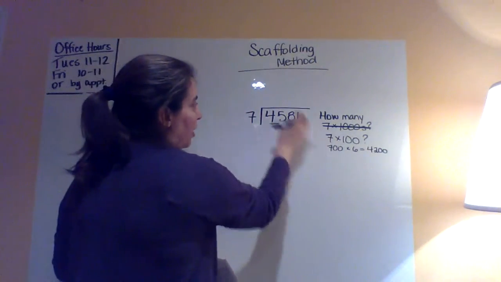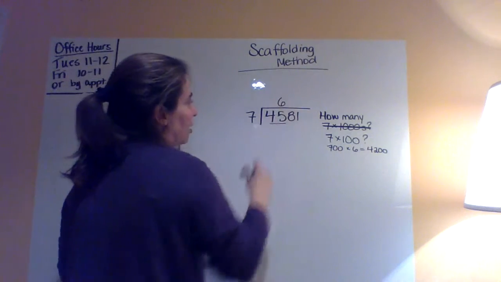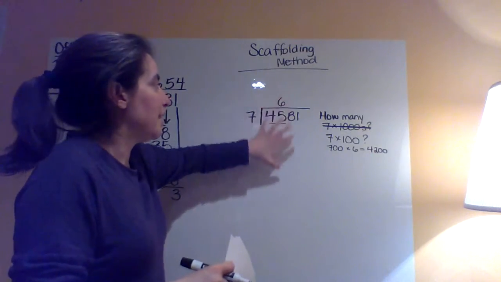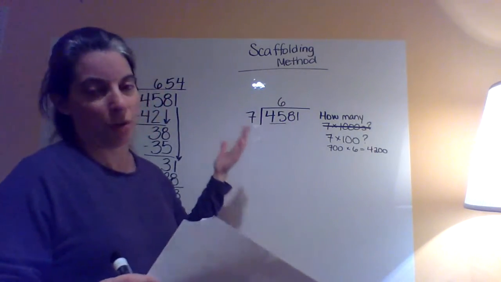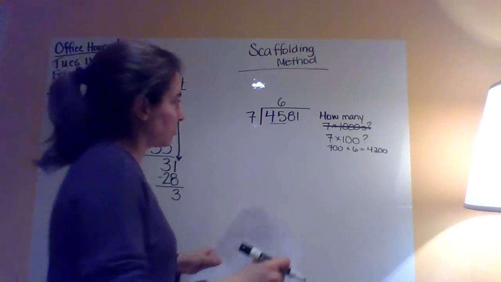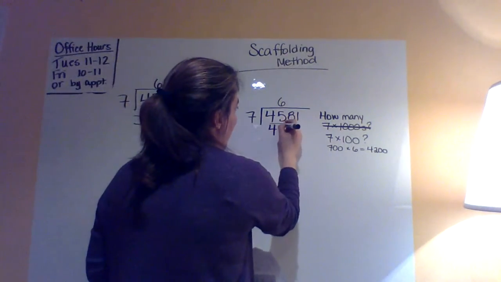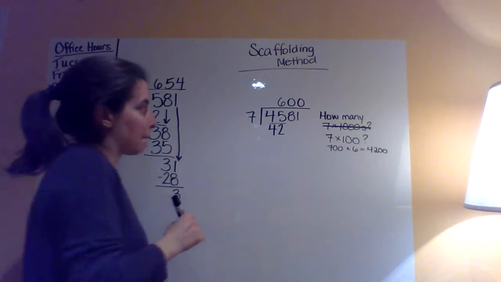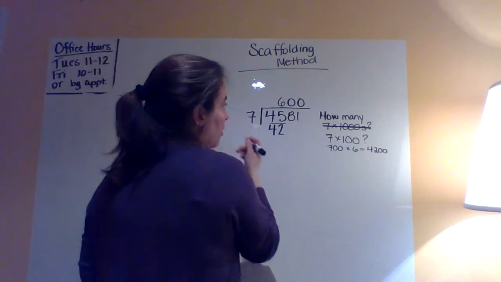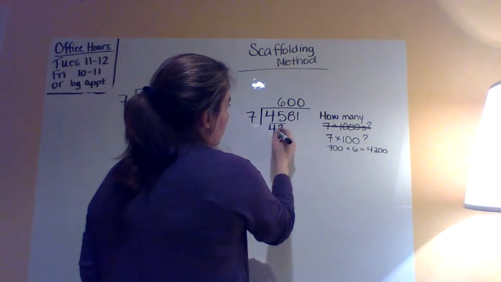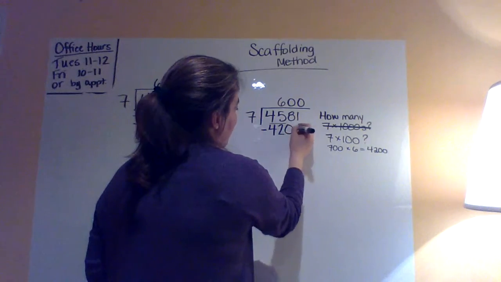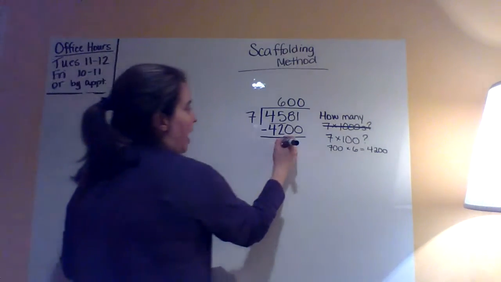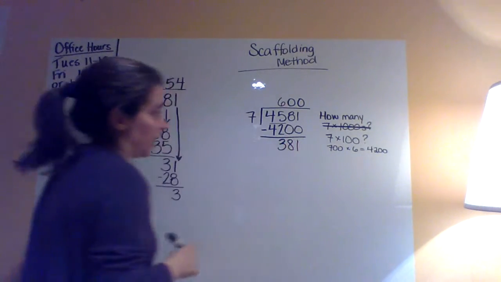So I'm thinking about the fact that this right here is a place value, okay? It's in the place value, it's not just a 6 floating in the air. So then I subtract, so I'm actually going to put 600 up here in this scaffolding method. Okay, so I'm going to take 4,200 now. I'm going to subtract, and I get 381.